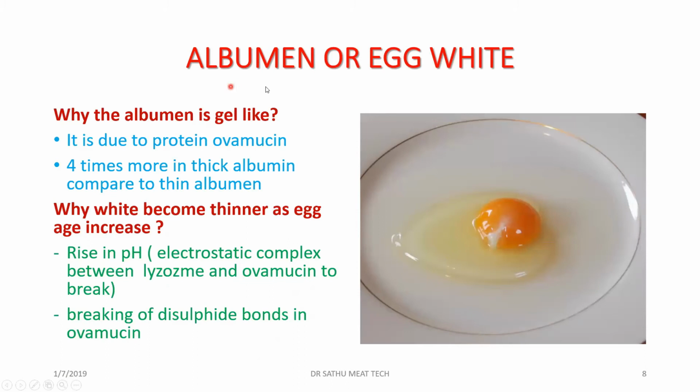So let's understand the albumin, or the egg white. Normally in a good egg or a fresh egg, there are two types of albumin: thick albumin and thin albumin. Why is there a thick albumin and a thin albumin? In the thick albumin, the protein ovomucin is almost 4 times that of the thin albumin. In the albumin, the ovomucin is usually found as a complex with lysozyme.